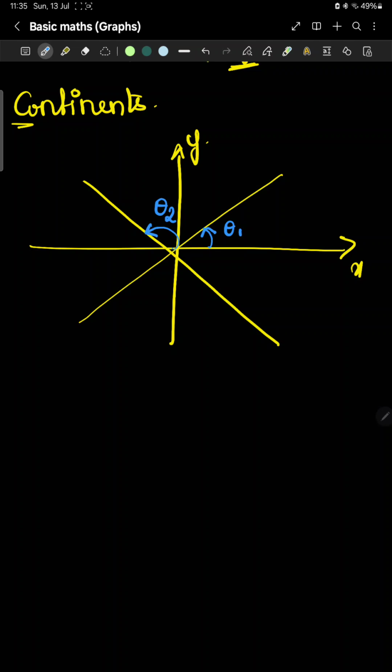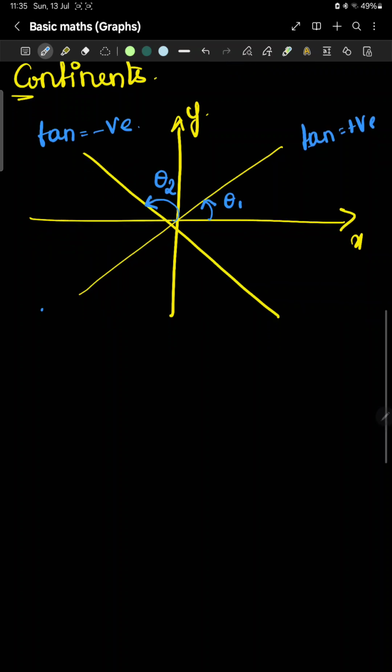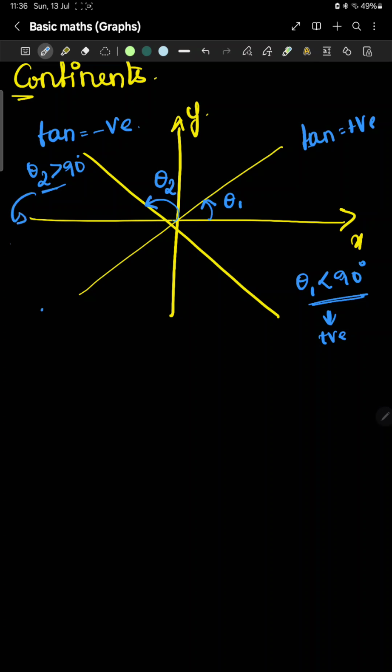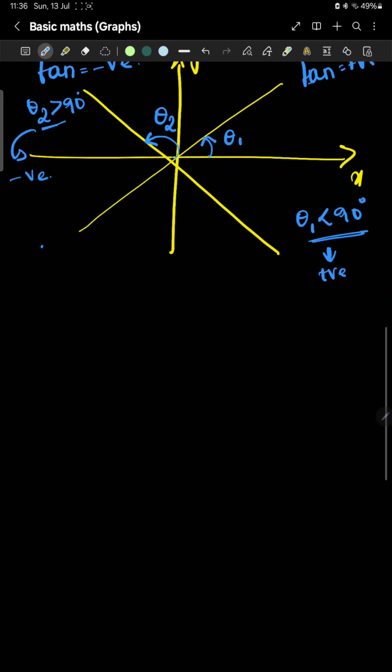So we can say that here in the first and third quadrant, the tan will be positive, and here in the second and fourth quadrant, the tan will be negative. And also we know that when theta 1 is lesser than 90 degrees, that kind of slope will be positive. And if theta 2 is greater than 90 degrees, the slope will be what? It is negative. This is the reason we can use tan theta for solving the slope of the lines.